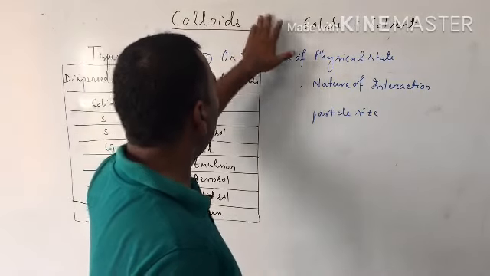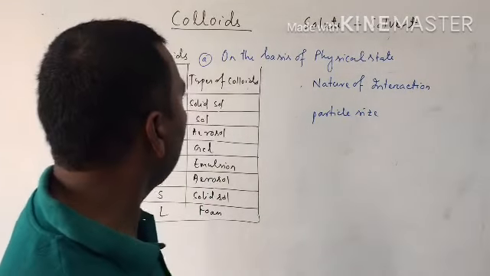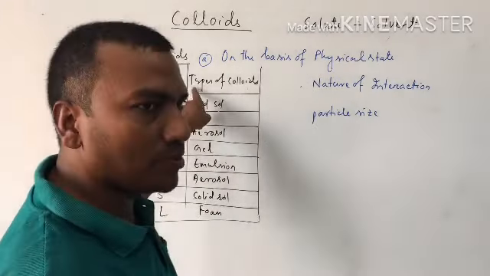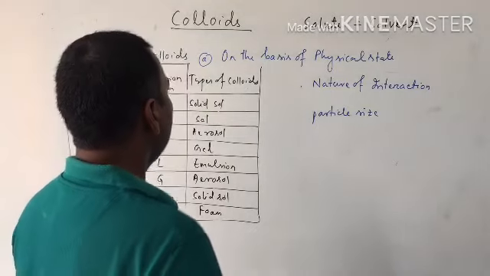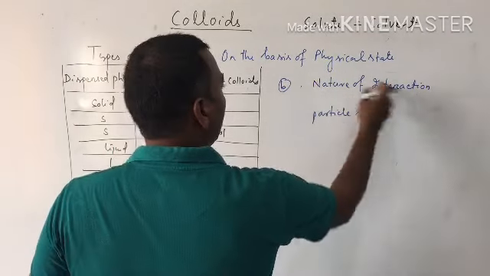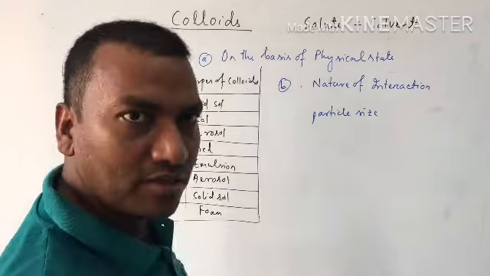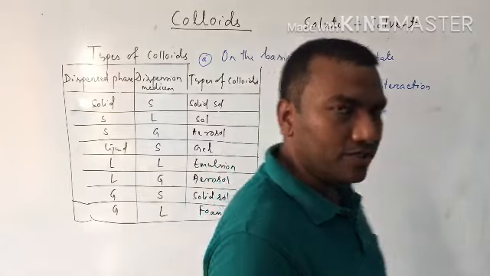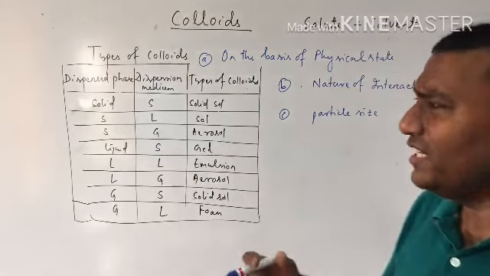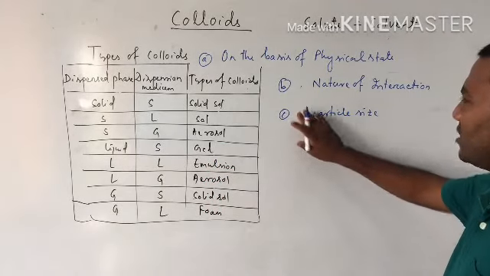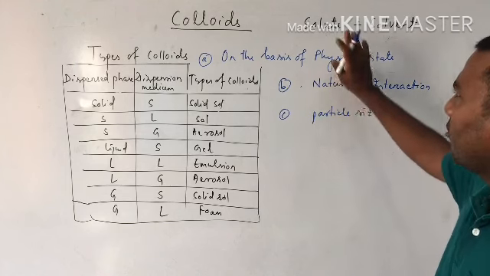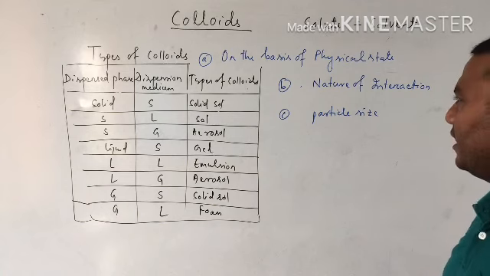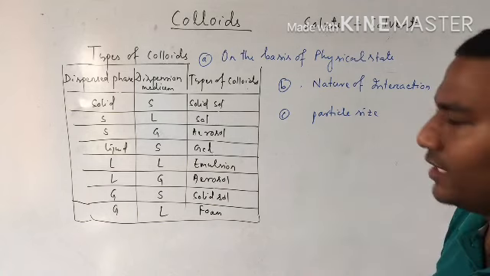Colloidal solutions are broadly classified into three types. First is on the basis of physical state of dispersed phase and dispersion medium. Second is nature of interaction between dispersed phase and dispersion medium. And third is particle size. We will read the details about this. On the basis of particle size, colloids are of three types: macromolecular, multimolecular and associated colloids. Later on we will read that.